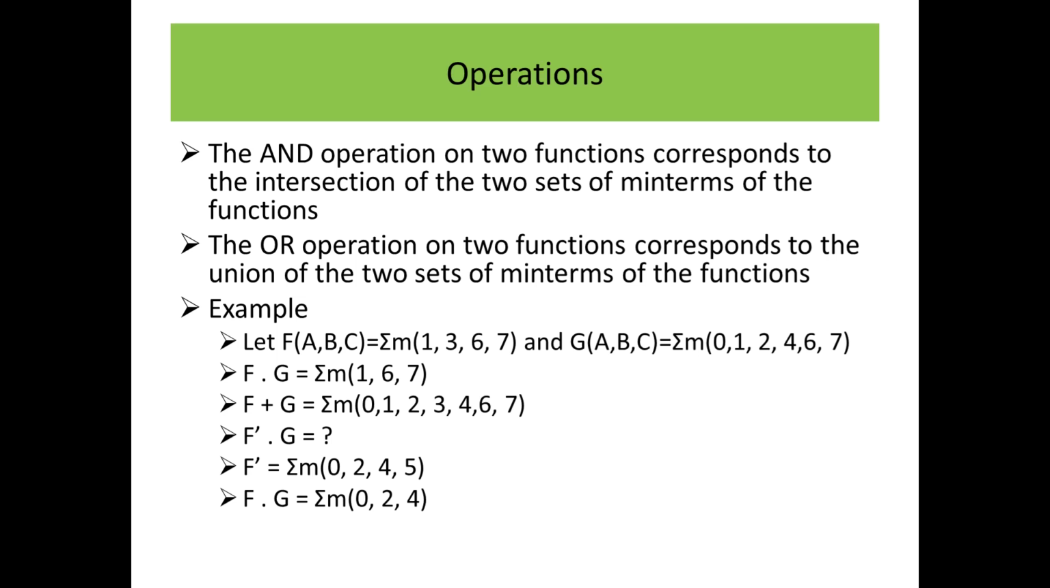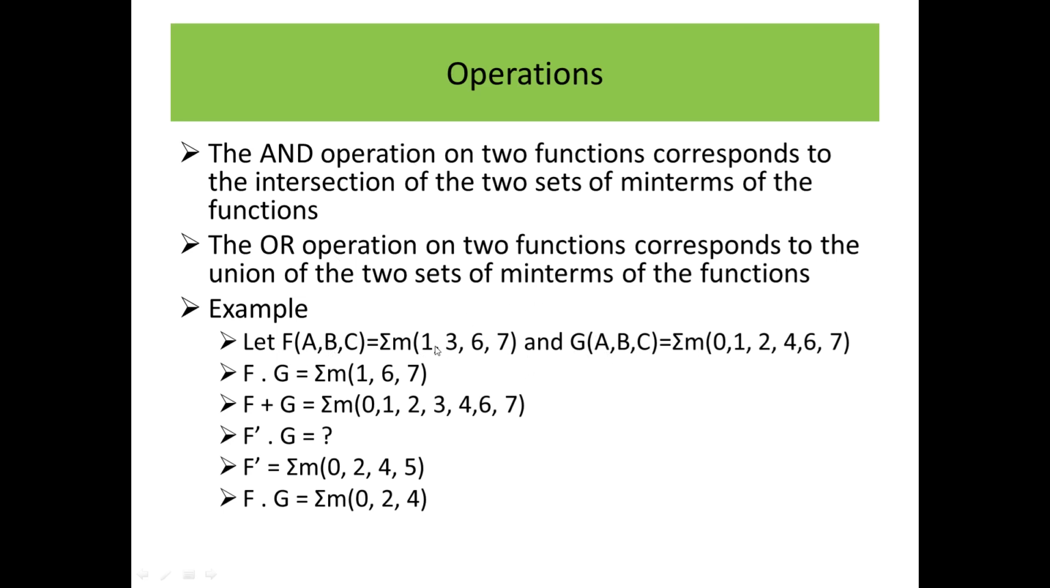There's an example. Let f of ABC, summation m is equal to 1 3 6 7, and g of ABC is equal to summation m of 0 1 2 4 6 7. There are two functions given, f of ABC and g of ABC. Now I have to multiply these two. Okay, f I have to multiply with this g.